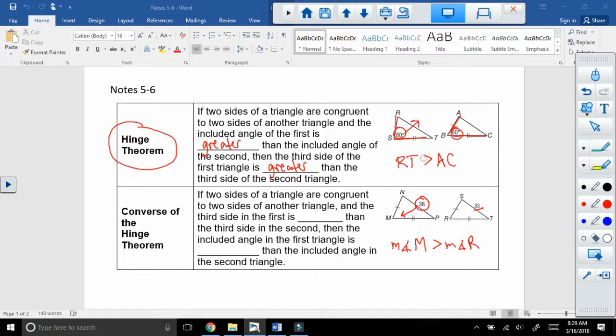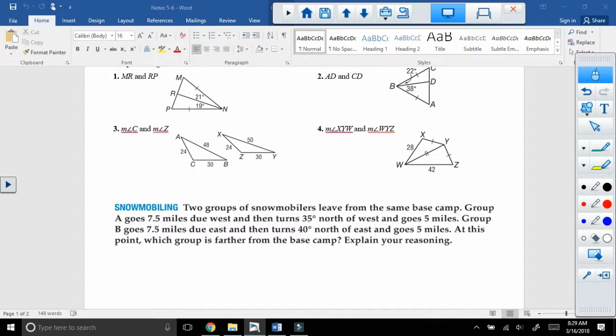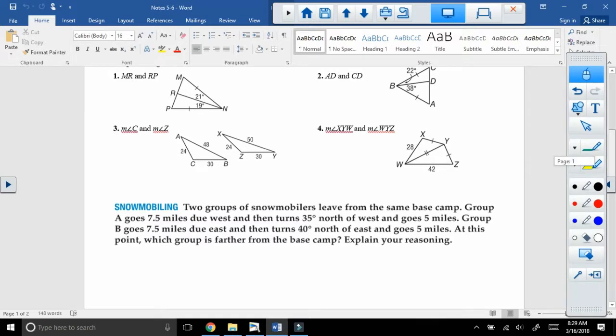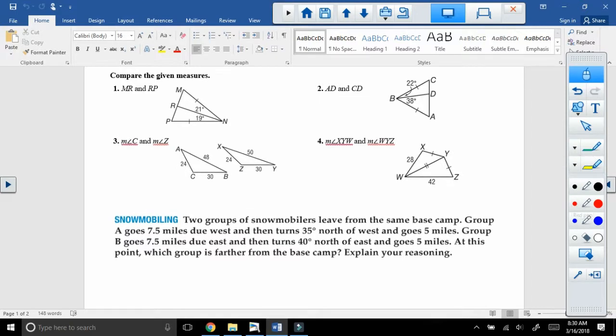And for most of the questions, you're just going to be comparing the two things. So putting in like a greater than sign or a less than sign, depending on how it looks. So this would say the third side is greater than the third side in the second, then the included angle is greater than the included angle of the second. So here's the way the questions are mainly going to look. It's going to say compare these given measures. So what it wants you to do is say is MR greater than or is MR less than RP. So I'm going to locate both of those in the picture.